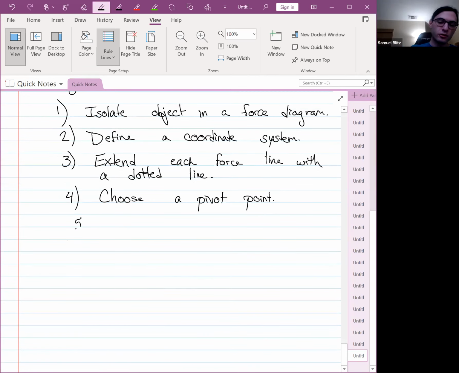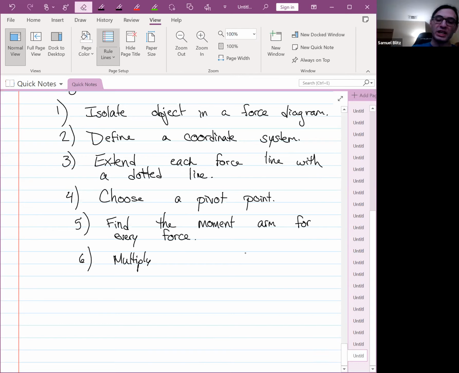Step 5, find the moment arm for every force. So you have a pivot point. You've extended the force lines. So now you can just use geometry to find the moment arm for each of those forces. Step 6, multiply each moment arm by the magnitude of the corresponding force.